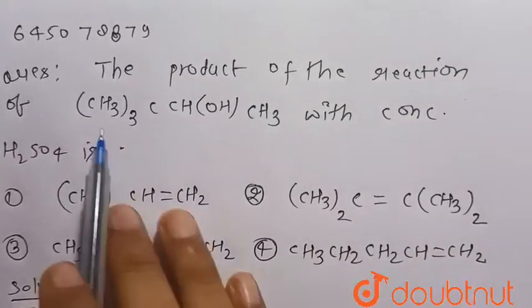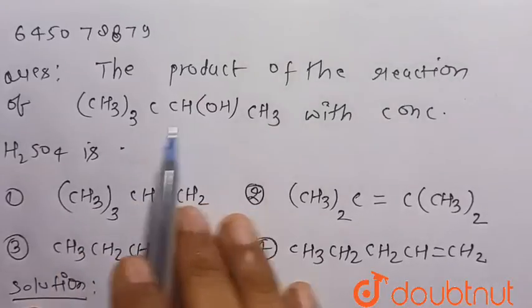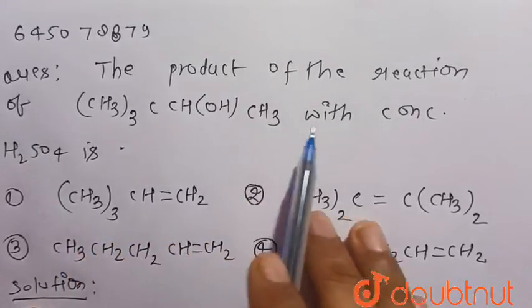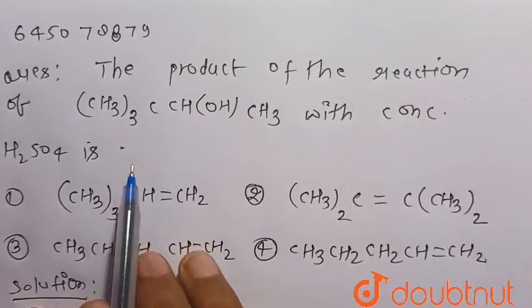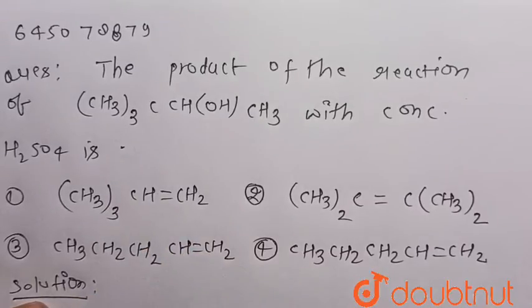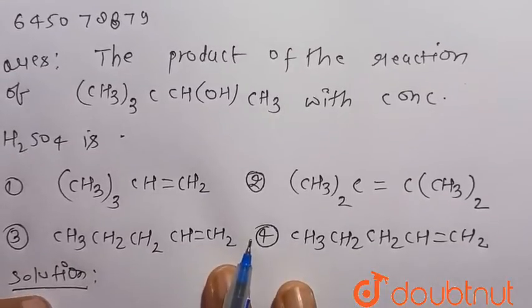Hello everyone, consider the given question. The product of the reaction of this compound, that is (CH3)3C-CHOH-CH3, with concentrated sulfuric acid is. So these four options are given, and we have to find which one is correct.